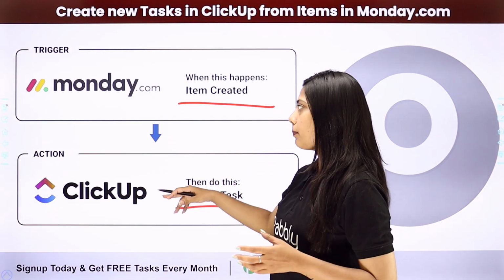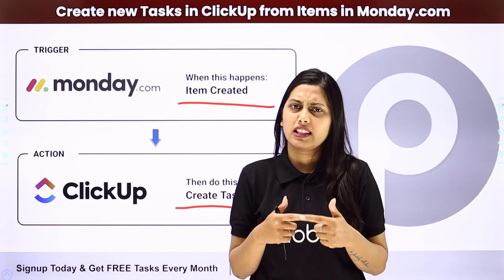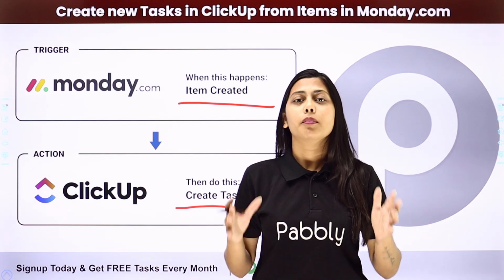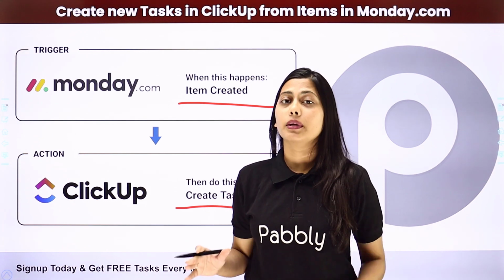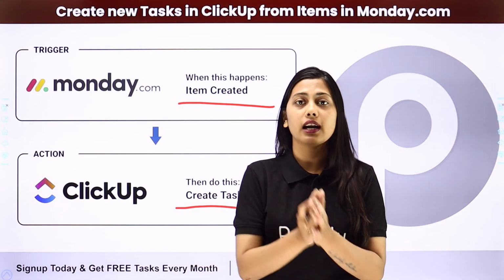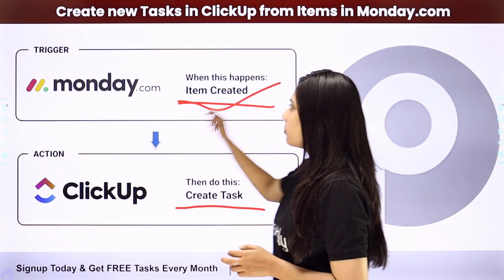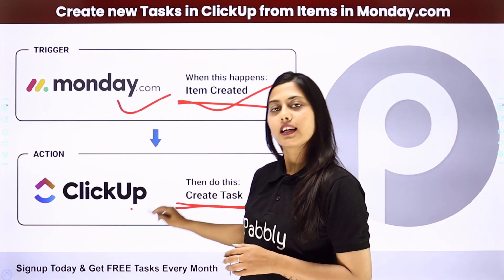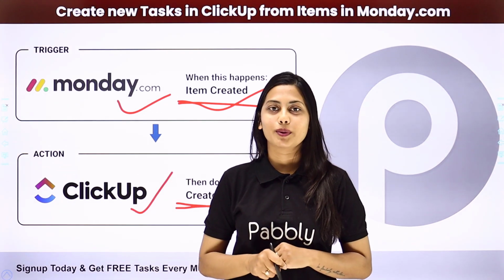But both of these applications do not have a direct connection between them, so you have to do this work manually, and that is a very time-taking task. But let me tell you, we can actually automate this process with the help of Pabbly Connect. We will create an integration where our trigger will be creating an item in monday.com and our action will be a task created in ClickUp. Let us learn how to do it.